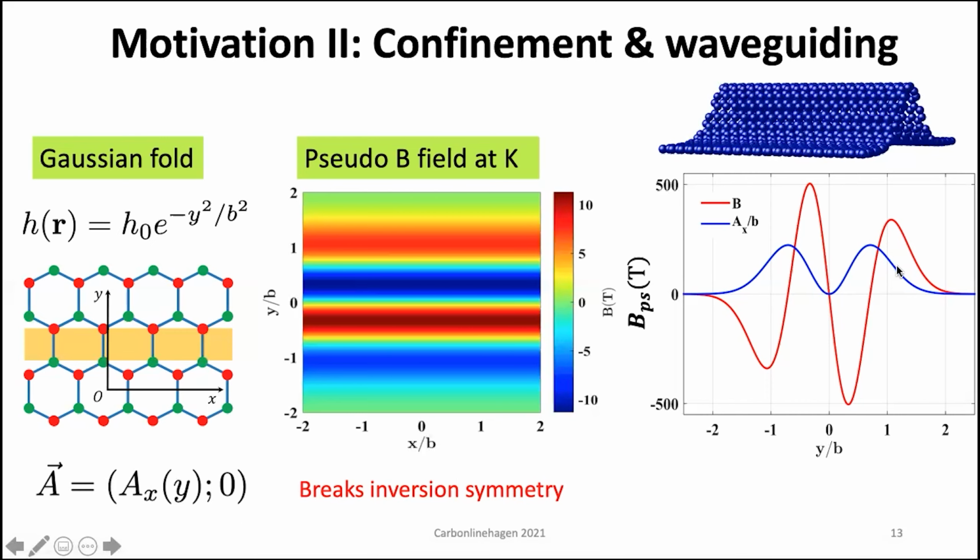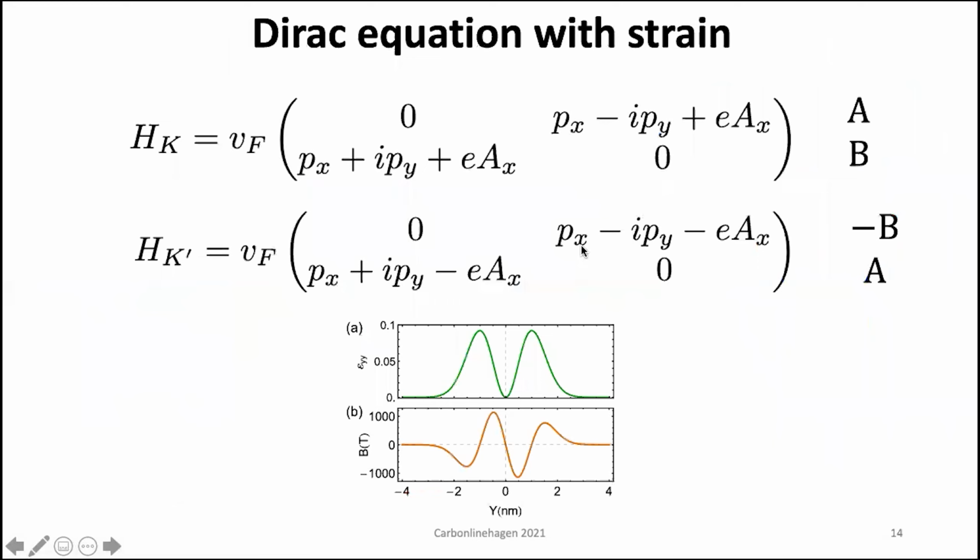What does my Dirac Hamiltonian look like in this case? Going back to the equation for the Hamiltonian, using the valley symmetric representation, the kinetic part looks the same for both K and K prime, but the gauge field, the Ax component, affects the momentum along the fold axis, the translationally invariant direction, and changes sign as it should when I go from one valley to the other. Again, here is a profile of the strain field, the Ax component, which in this case are the same, and the profile of the magnetic field.